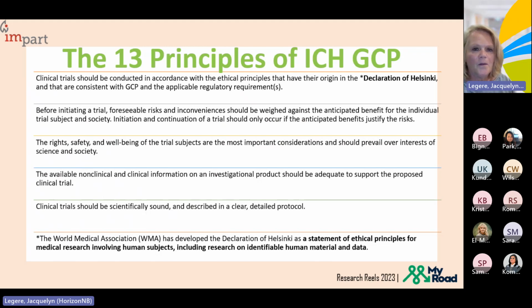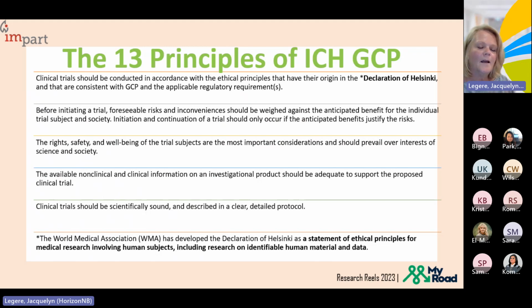Essentially, what the principles say is that clinical trials should be conducted in accordance with ethical principles that have their origin in the Declaration of Helsinki, an ethical code of conduct for physicians conducting clinical trials. Before initiating a trial, the foreseeable risks and inconveniences should be weighed against the anticipated benefit for the individual trial subject and society. The rights, safety, and well-being of trial subjects are the most important considerations and should prevail over the interests of science and society.